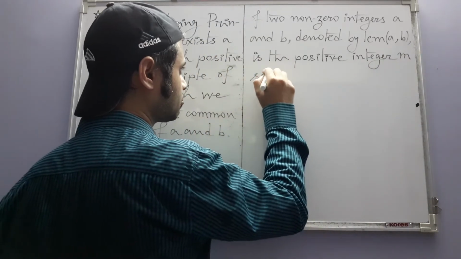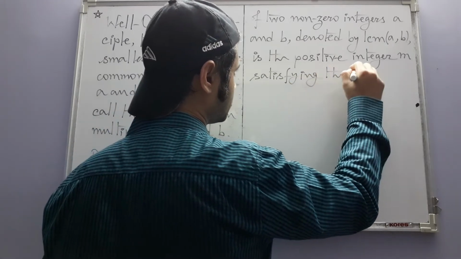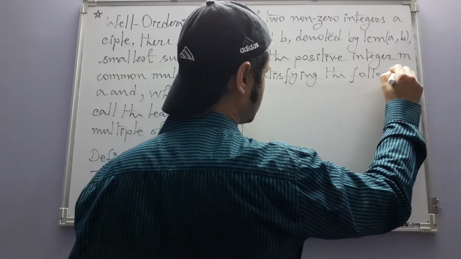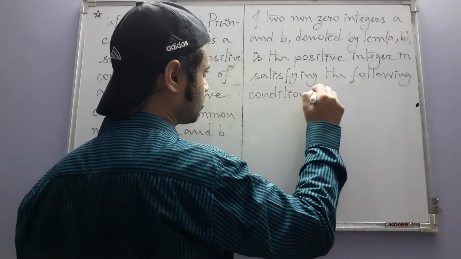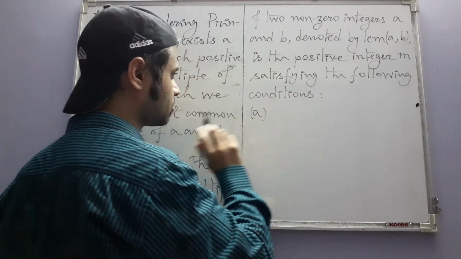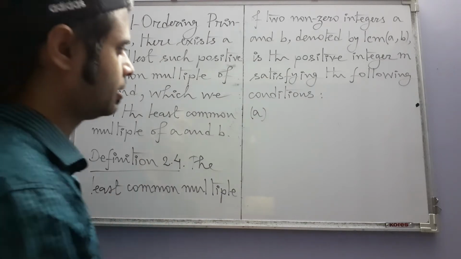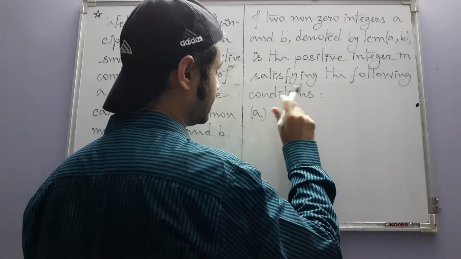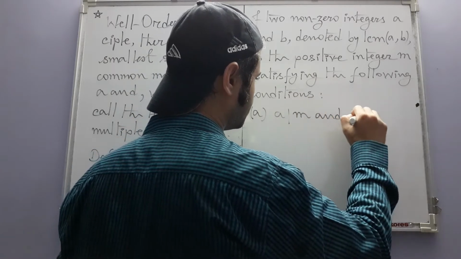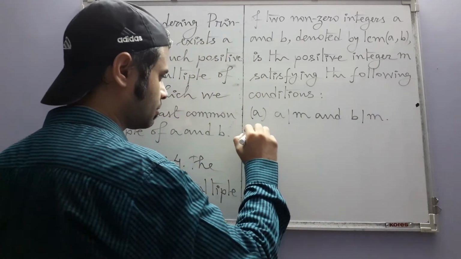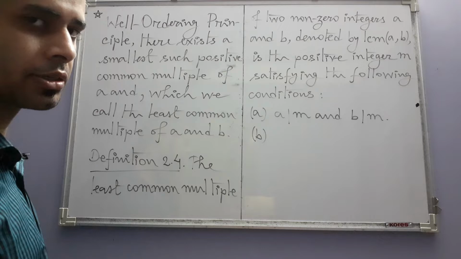M satisfying the following conditions. Condition A, of course, demands that M be a multiple of both A and B, that is A divides M and B divides M. And the second one is that among such positive common multiples, M is the smallest.